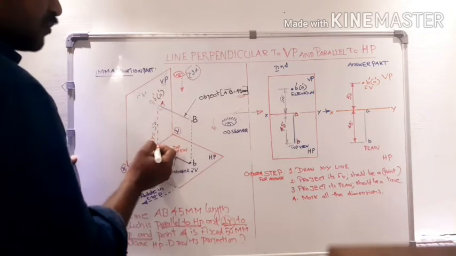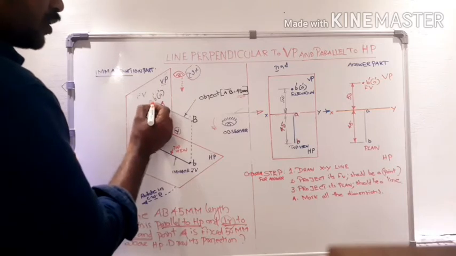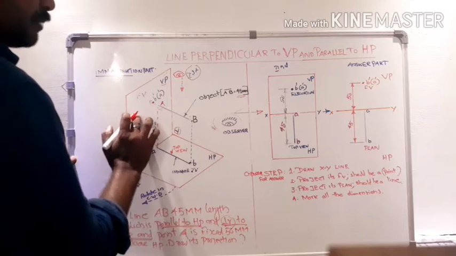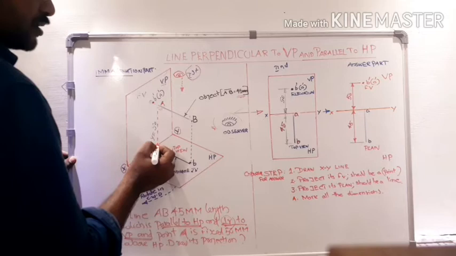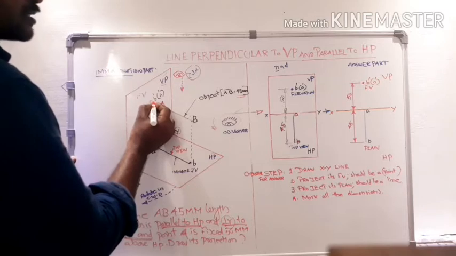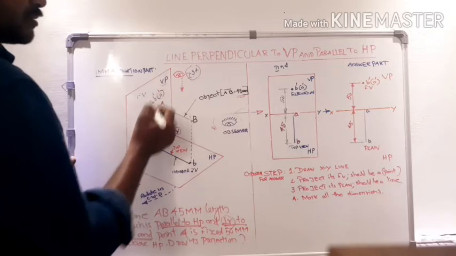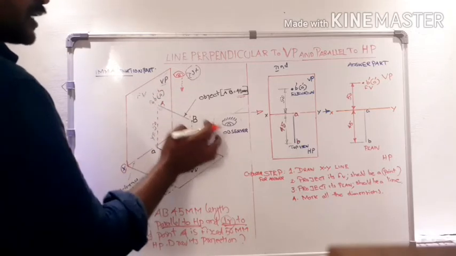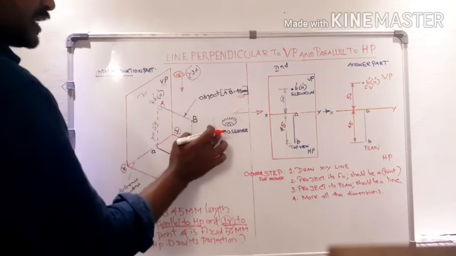Now, keeping this 50 mm distance, we put a point on its reference plane. That means this is our vertical plane. From this reference line, keeping this 50 mm, we put a point here, and this point is marked as a' inside the bracket, because the observer cannot see that point directly from this direction.